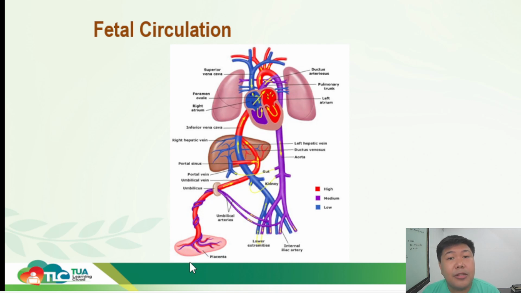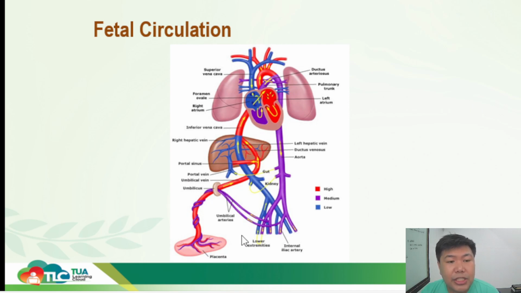And what brings back blood to the heart again? A vein. So that vein is called the umbilical vein here. The umbilical vein. Now this is quite unique because we know that veins generally carry deoxygenated blood, right? But here we have a vein that carries oxygenated blood. Previously, we have only discussed one vein that carries oxygenated blood, and that is your pulmonary vein. Now we have two. Two veins that carry oxygenated blood. Your pulmonary vein and your umbilical vein.